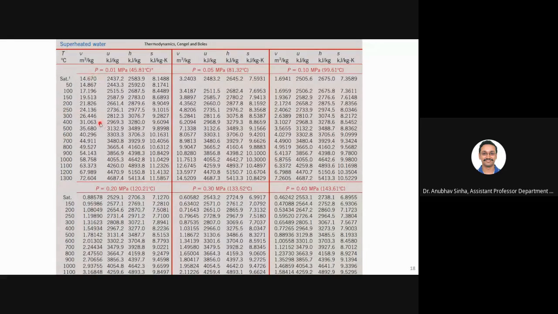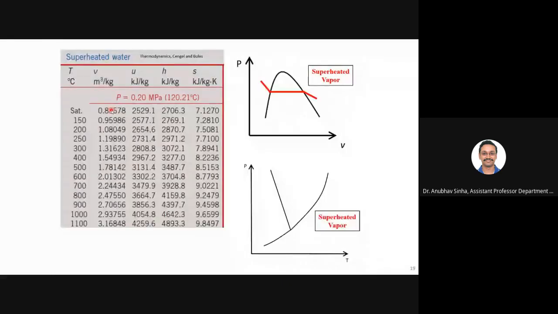We know, for example, if I take this value, I know that the temperature is this and the pressure is this. Now there is no Vfg or something because this is only one phase, which is superheated. So let us take one example. For example, if you want 0.2 megapascal, you will get these properties. Just showing you a closer look.